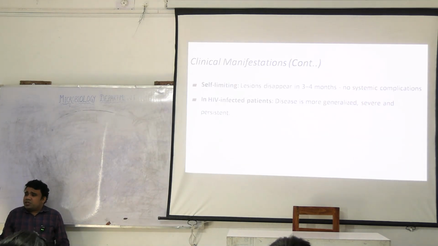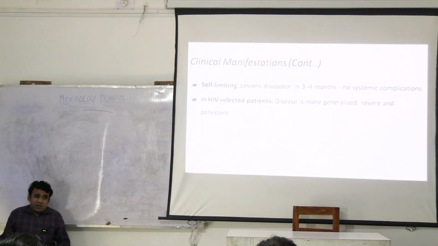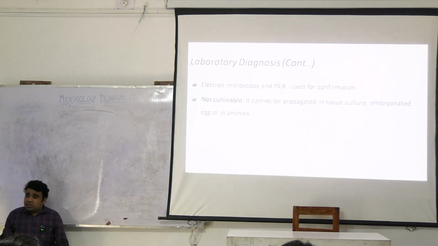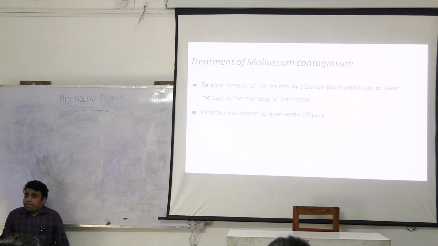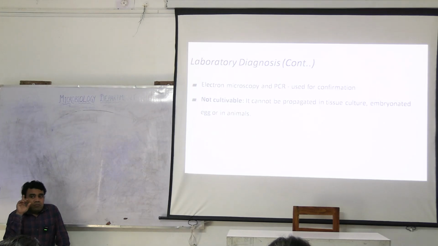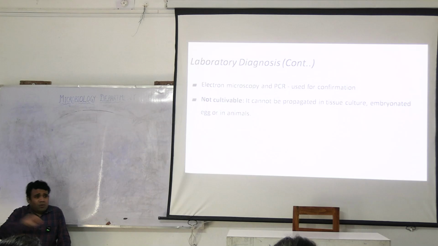I said very easily transmitted. Now normally molluscum contagiosum is a self-limiting disease. However, if the patient is immune compromised, it can spread rapidly and can cause generalized, severe and persistent disease. Confirmation of diagnosis can be done with histopathological examination or by PCR. Okay, this is important. Pox viruses can be cultivated, but molluscum contagiosum virus cannot be cultivated. Okay, keep this in mind, and while writing in the exam, don't write viral culture for this.